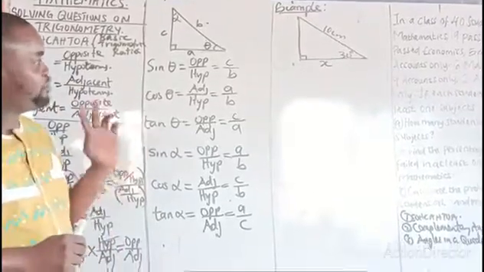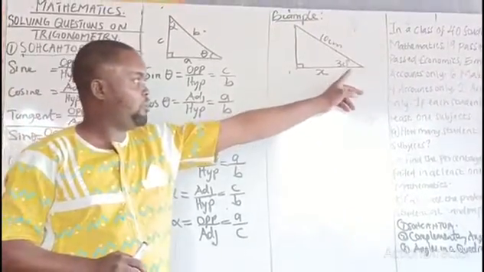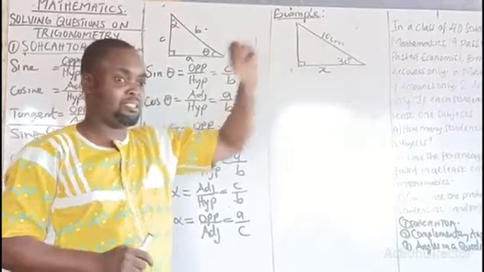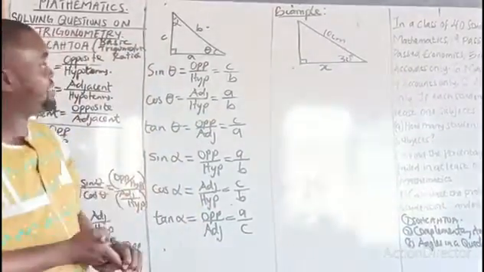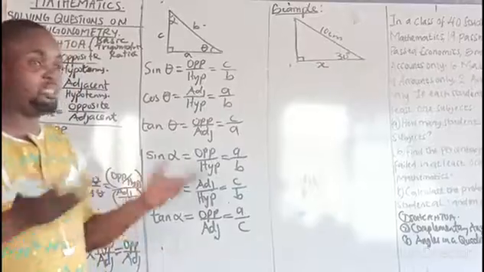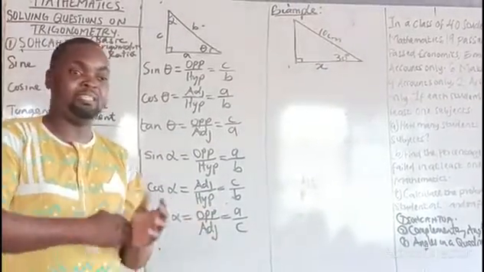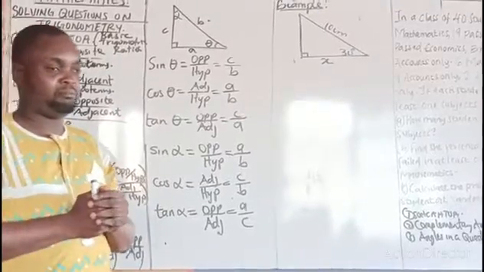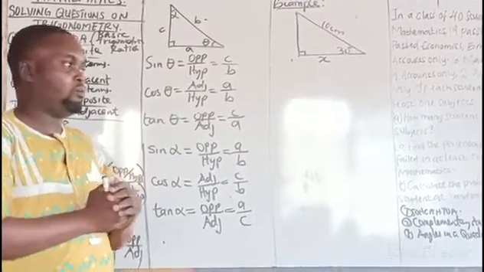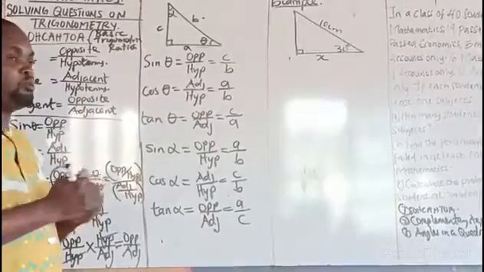In this case, we are given 2 pieces of information. What are they? 1 angle and 1 side. They might give you 1 angle and 1 side. They might give you 2 sides and expect you to find the angle. They might give you 2 sides and expect you to find the 3rd side. Whichever one, you must be able to know what to do.